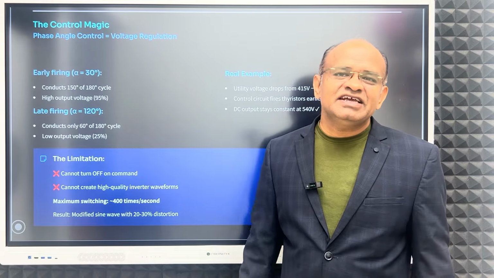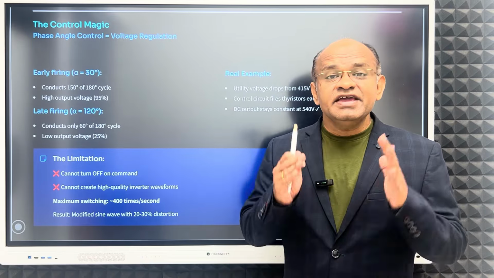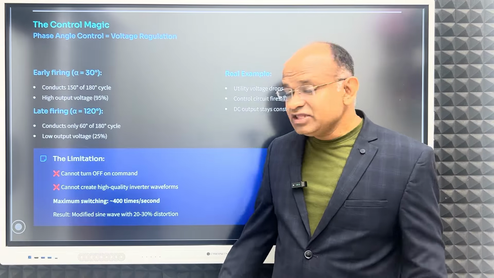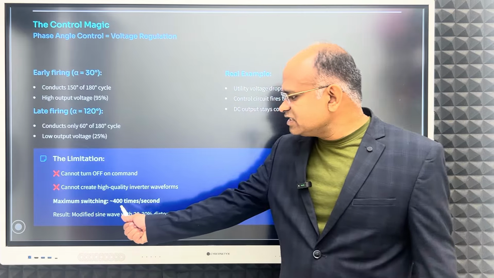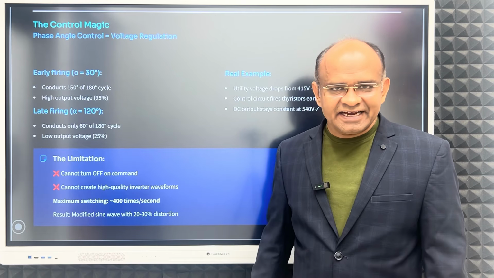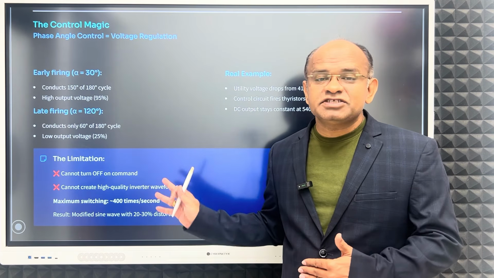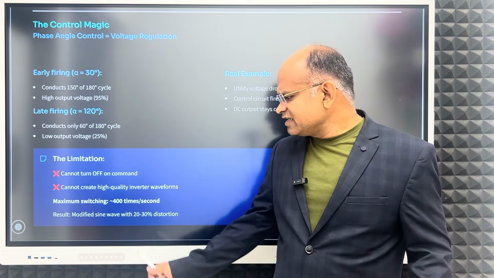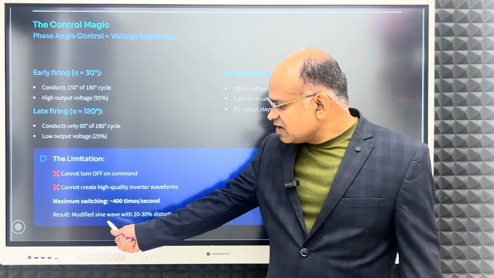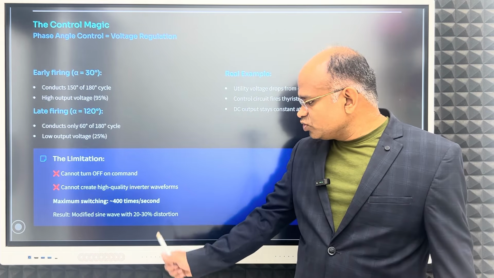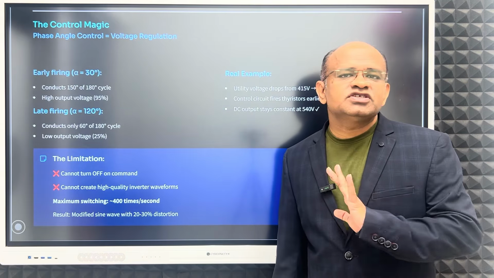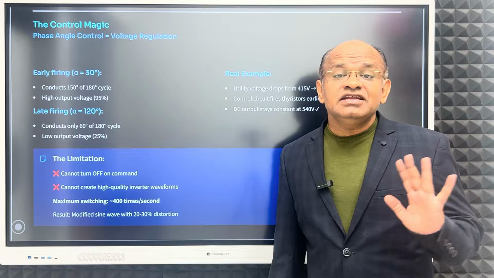These limitations are overcome by the introduction of the IGBT with pulse width modulation, PWM. The maximum switching is approximately 400 times per second. It is also not that fast. 400 times is faster, but not the fastest. So the result is a modified sine wave with 20 to 30% distortion, which is not an ideal sine wave.